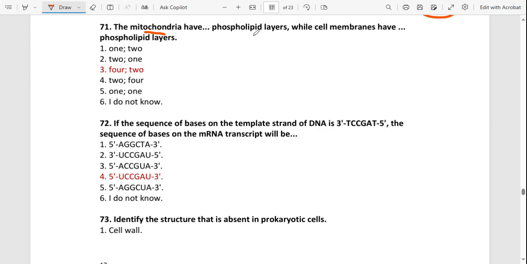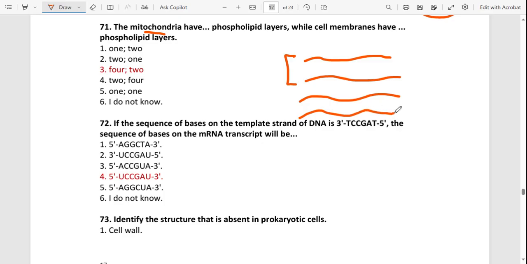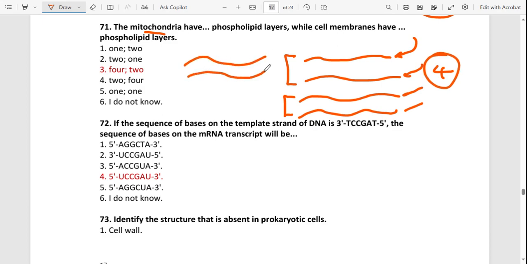But now here, if you look at a bilayer, phospholipid bilayer, you have got this one. Actually, the mitochondria has got 2 membranes, the outer membrane and the inner membrane. And this is made up of a phospholipid. So 2 plus these 2, that's 4. But the cell membrane only has got a phospholipid bilayer, and that's only 2 phospholipid layers.